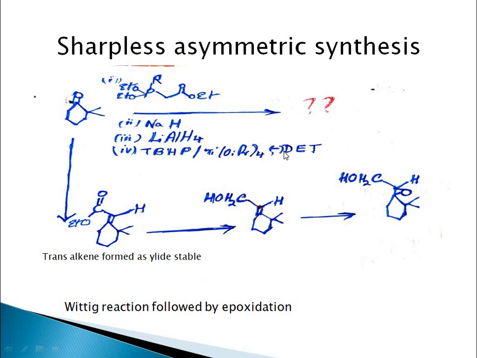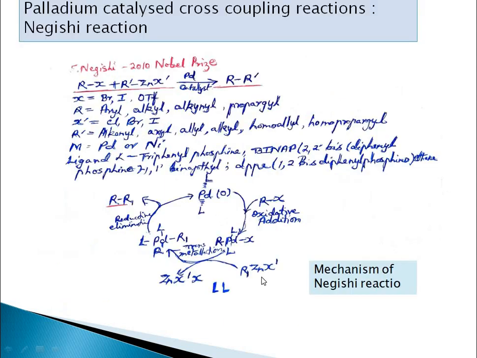Since minus DET is being used, it forms the epoxide, guiding it towards the psi face or the anti-clockwise. So along the plane of the paper, this time it won't be dashed below the plane of the paper. This is above the plane of the paper. Here we get this epoxide, or this will be the product that will be formed. This is Wittig reaction followed by Sharpless epoxidation.